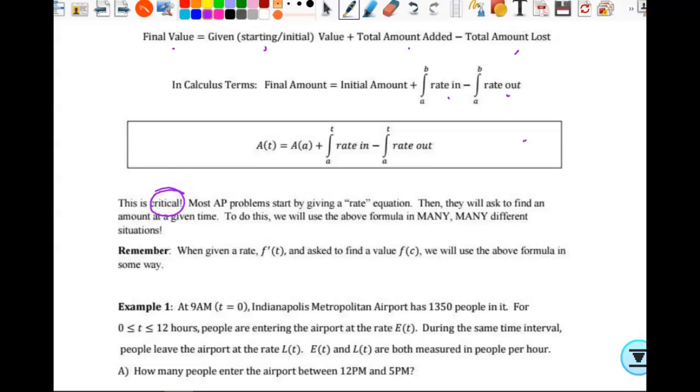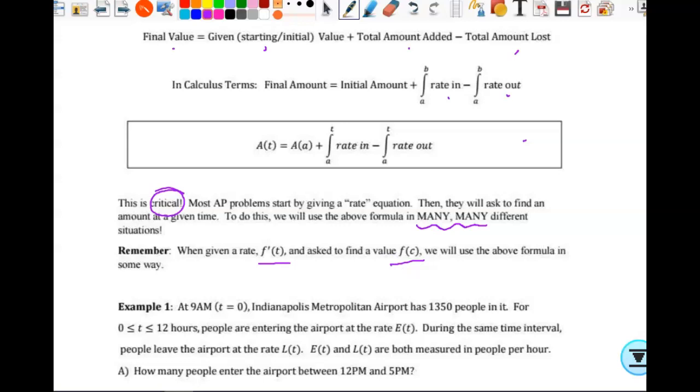Most AP problems start by giving a rate equation. Then they will ask you to find an amount at a given time. To do this, we will use the above formula in many, many different ways. So you have to read what you're given and think about what is what, and maybe label some things so that you can use it along the way correctly. So when given a rate, f prime of t, and asked to find a value, f of c, we will use the above formula in some way.